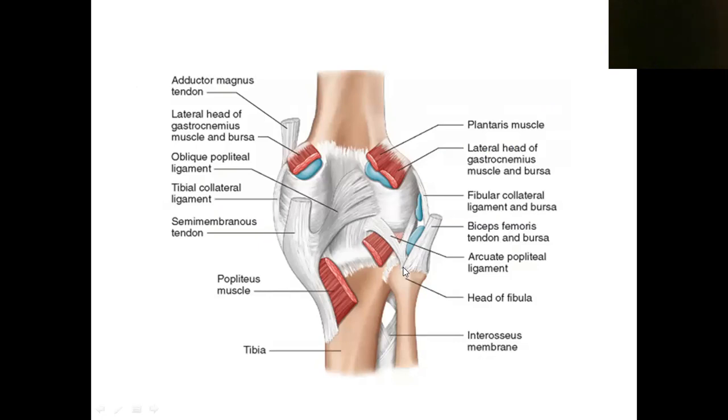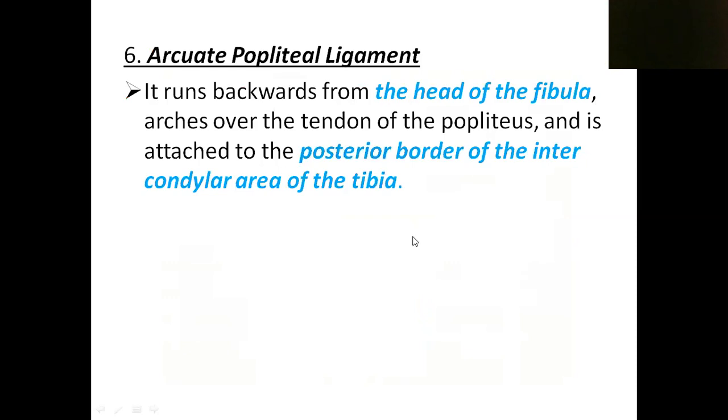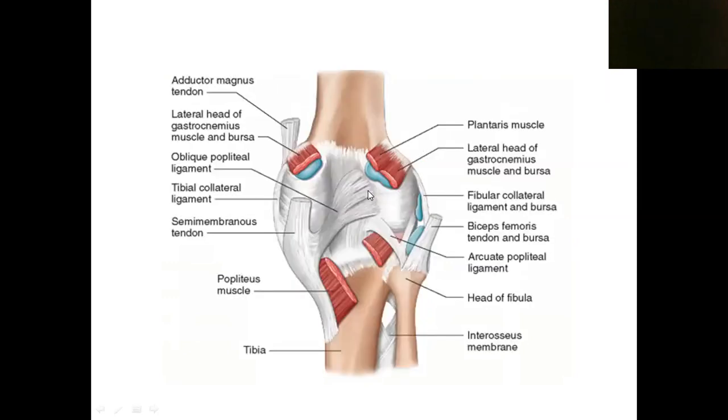One end is attached to the head of the fibula, then it runs backward and medially, and reaches the intercondylar line, or the posterior part of the intercondylar area of the tibia. So that is the arcuate popliteal ligament.